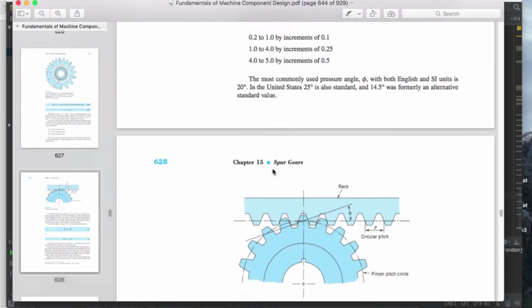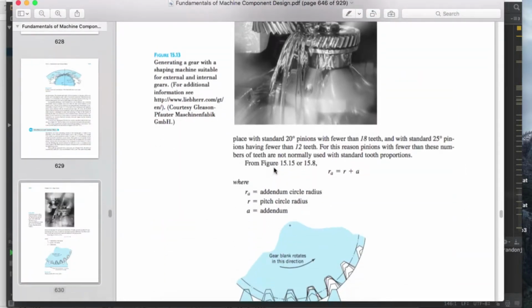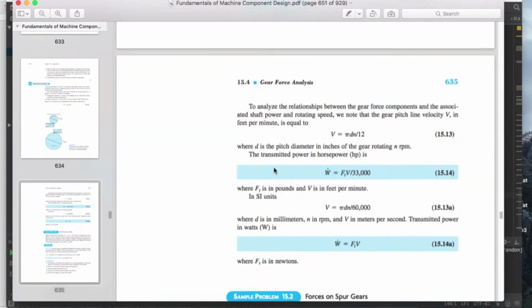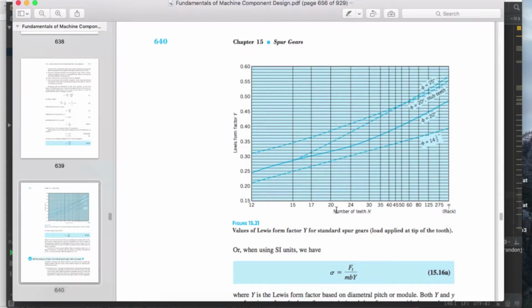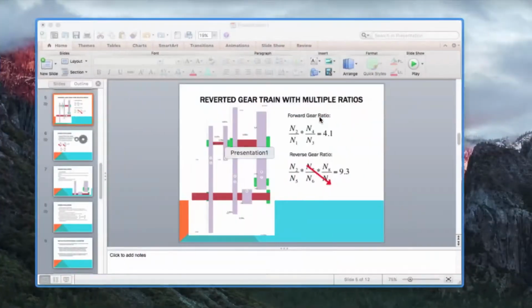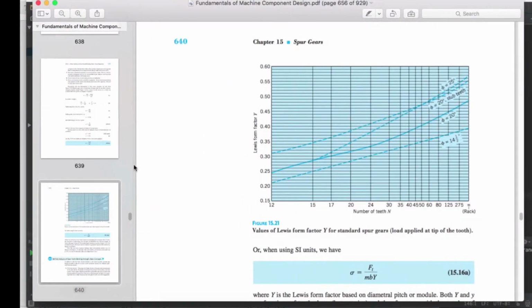Go look it up. We're going to be in chapter 15, getting these parameters. So for instance, we'll have a table like this, number of teeth and Lewis form factor, and we'll figure out, based on the number of teeth and the pressure angle, what the parameter value is. We're going to do this for all these different factors that we have to find for each gear.